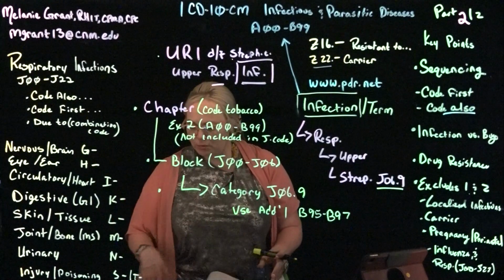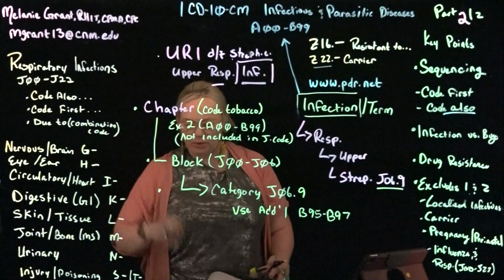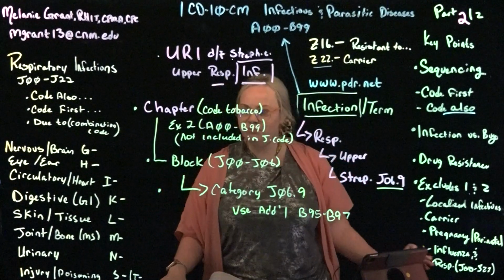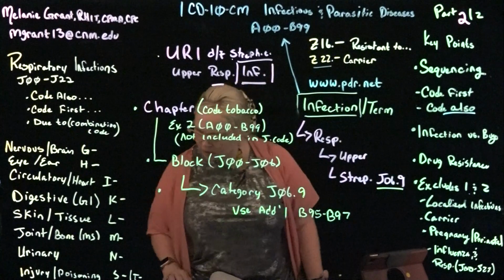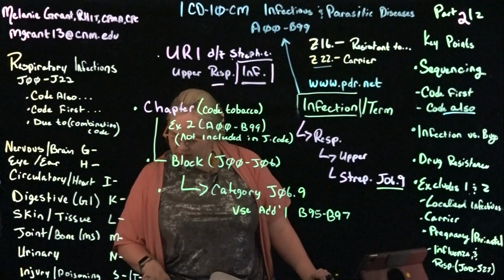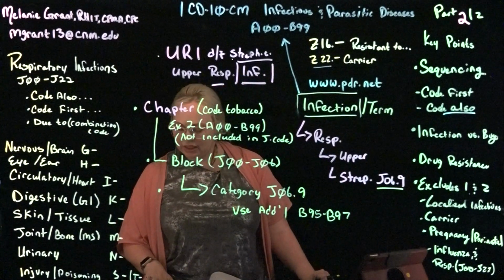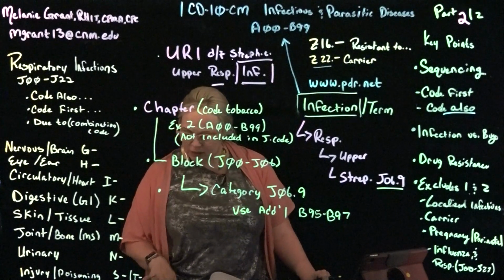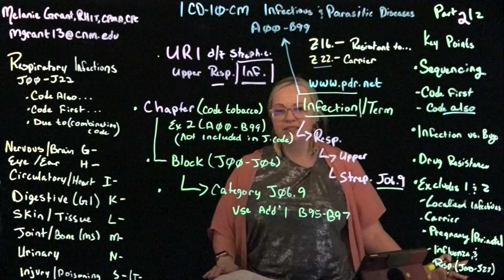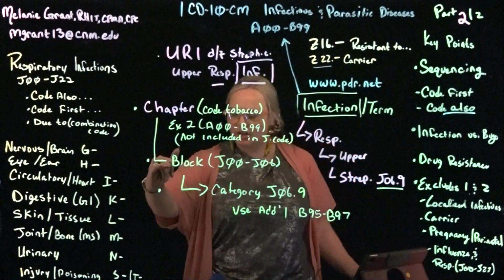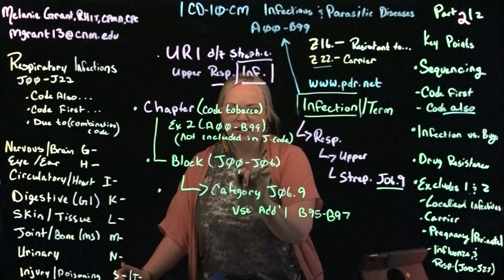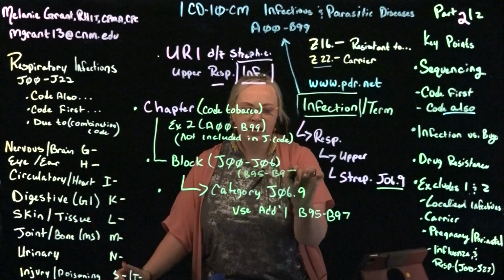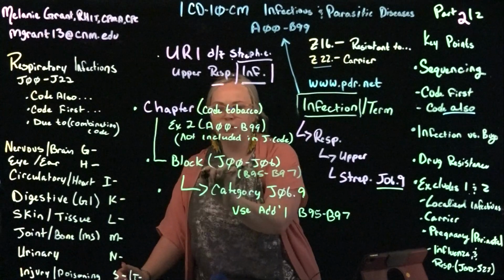Again, if you weren't familiar with the chapter, start first at the chapter and look at your chapter 1 notes, which we've already done. Then look at your block, so B95 through B97. B95 is the beginning of the block for bacterial and viral infectious agents. And I can see that on page 476 of my book, where it tells me what the block is. So our second, B95 through B97. That second step here, look at the block.